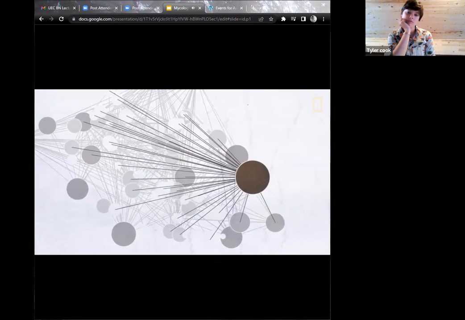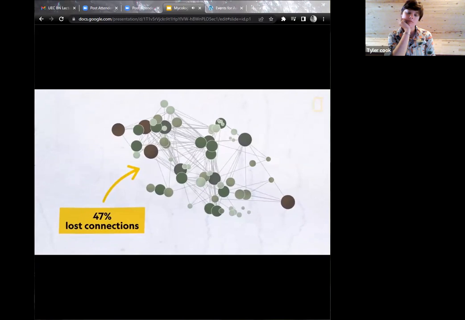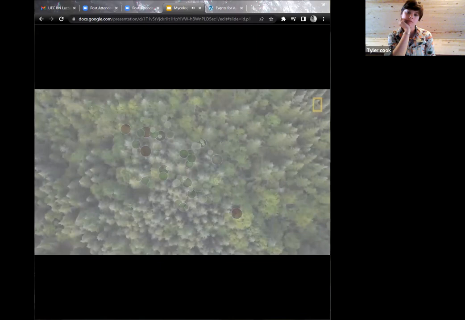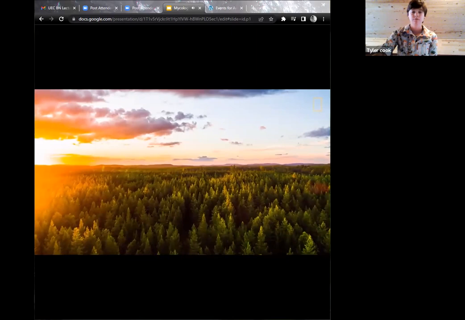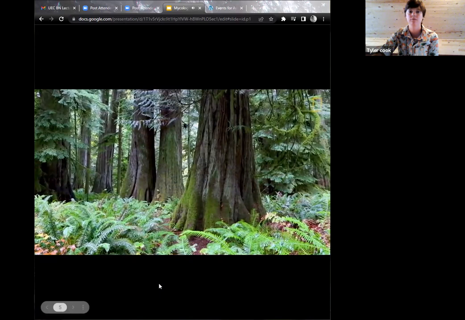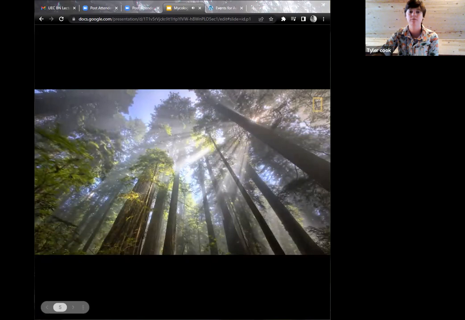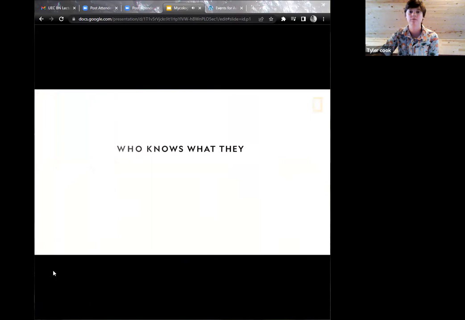Their models also showed that when hub trees were removed, it would cause more connections to be lost than if trees were simply removed randomly. Studying these kinds of underground exchanges will play a vital role in creating stronger, more resilient forests for the future. So even though we might not be able to talk to trees, at least we can still keep trying to understand their language. Who knows what they might say?